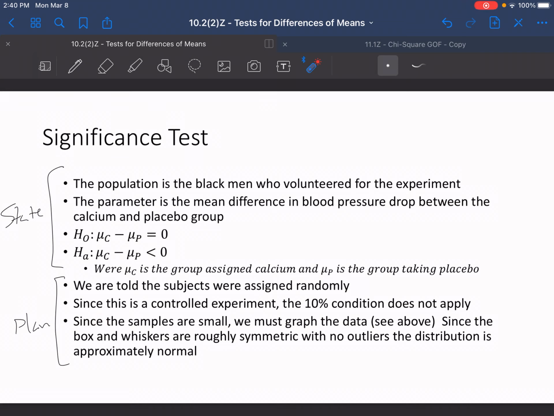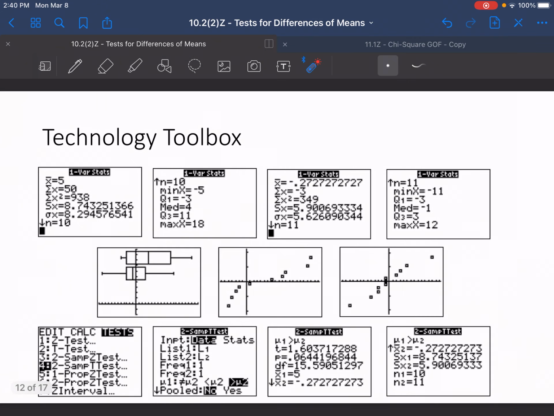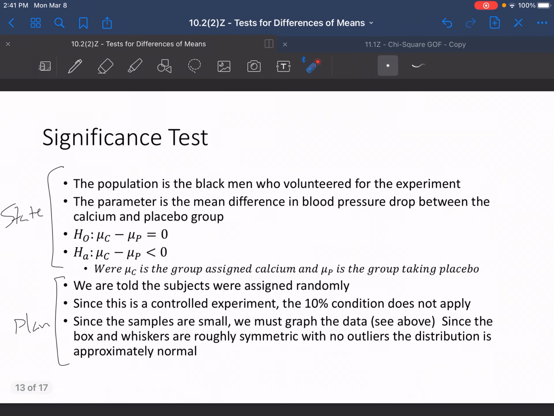And since the samples are small, since we only have 10 in one group and 11 in another, we can't meet the central limit theorem, and they don't tell us that the distribution is normal, so we must graph the data to see whether or not it is normal. And when we put that into StatEdit and graph it, we'll notice that the probability plots are fairly linear and the box and whisker plots are fairly symmetric. So because of that, we can assume that this distribution is approximately normal.